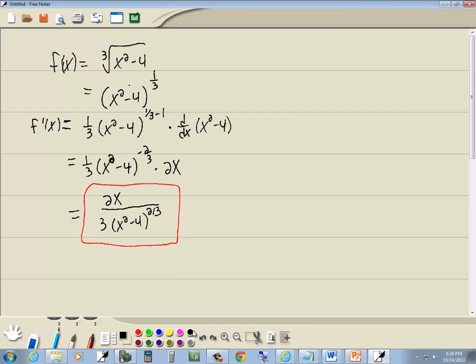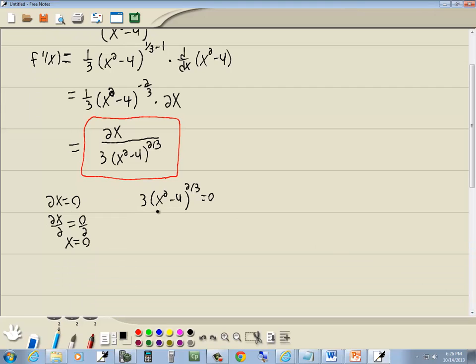We want to find our critical values. So I'm going to set the top part equal to 0, so I'll set 2x equal to 0, and I'll set the bottom part equal to 0: 3 times (x squared minus 4) to the 2/3 power is equal to 0. Over on this side, we'll divide both sides by 2, and we get x is equal to 0.